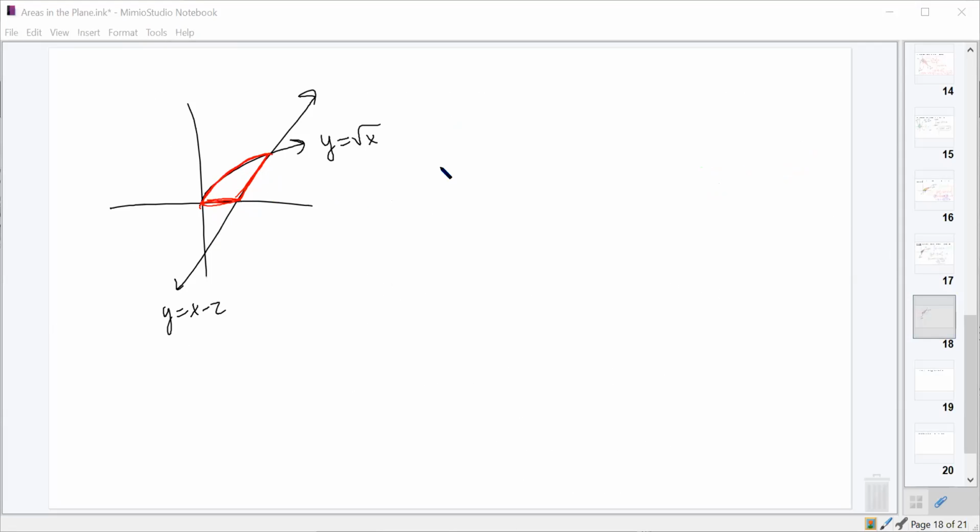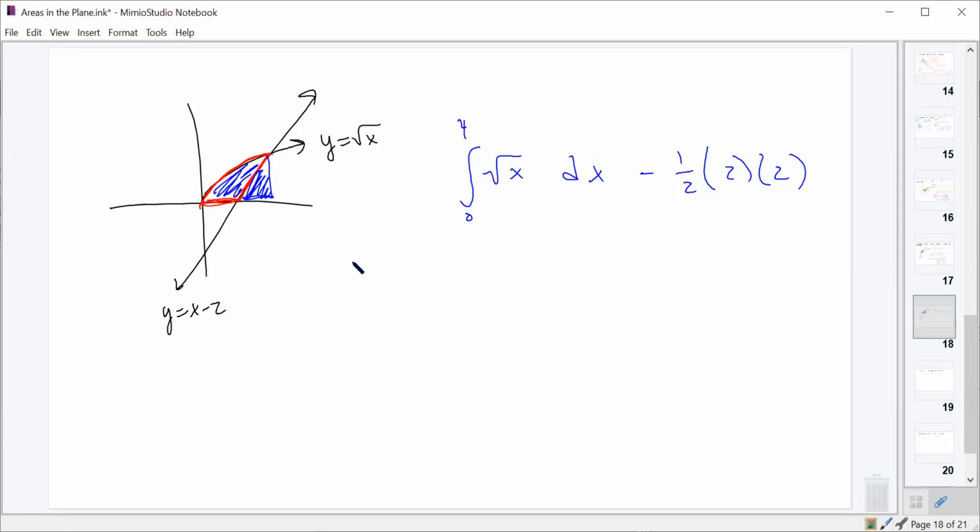So it'd be the integral from 0 to 4 of root x. Then I just did the minus integral from 0 to 4 of root x dx. That would give me all of this plus this. And what is this? It'd be the integral from 2 to 4 of x minus 2. True. Or what else is it? It's just a triangle, and that makes life easier. So we could just subtract 1/2 the base, which is 2, times the height, which is 2, from it.